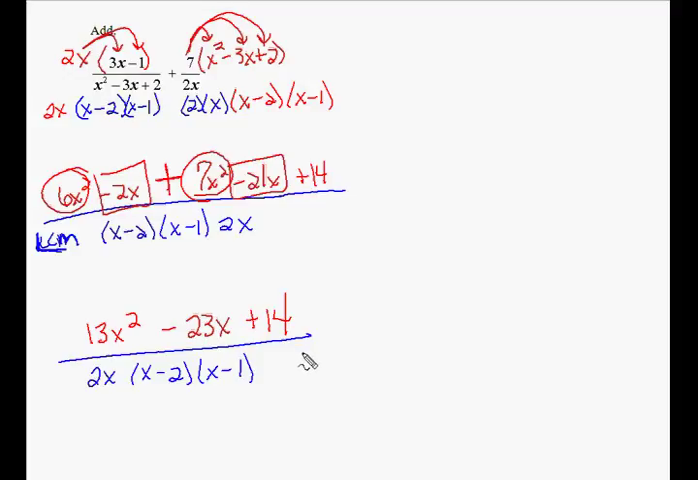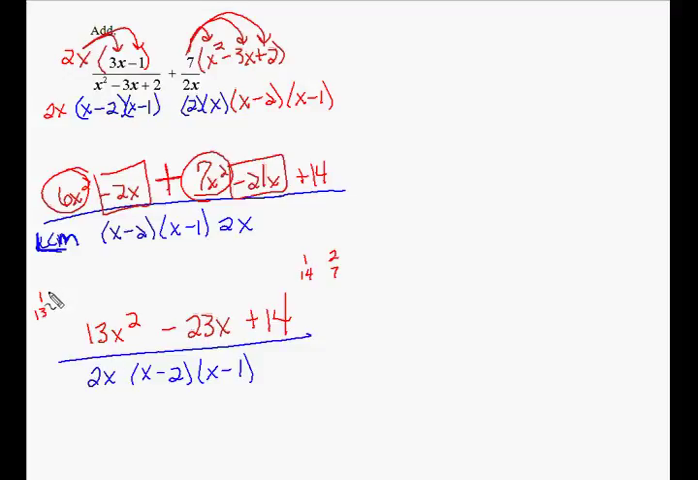Now we're not done with this problem unless we know for sure that it doesn't reduce. All fractions in your final answer must be reduced. In order to reduce this, I would have to factor the numerator. So the last step in adding and subtracting fractions is to try and factor the numerator.